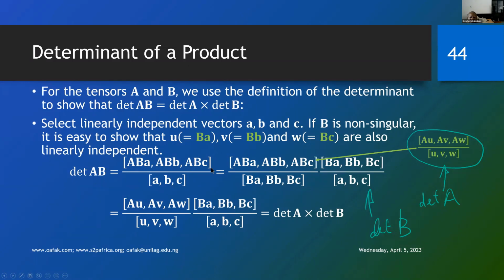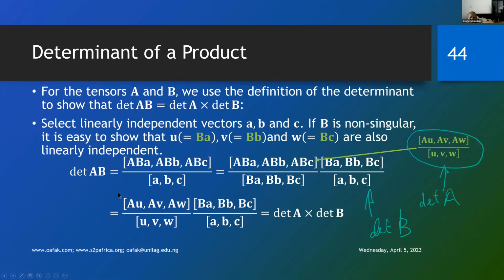In this second equality, what you should notice is that Ba, Bb, Bc is dividing on this side and multiplying on this side. You can cross the two out. But we're not going to cross them out because it is interesting for us to look at what we have here. So if we say u is Ba, v is Bb, and w is Bc, we can write u for Ba, v for Bb, and w for Bc.